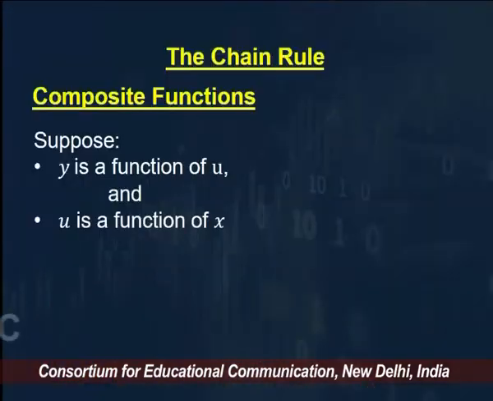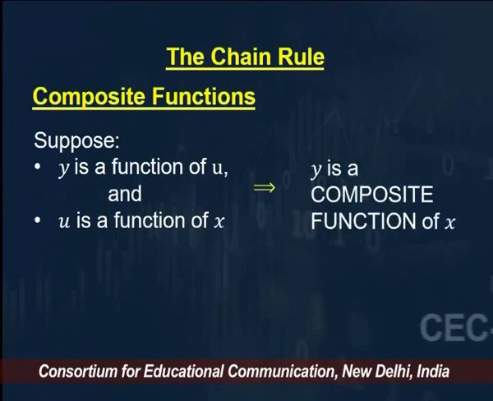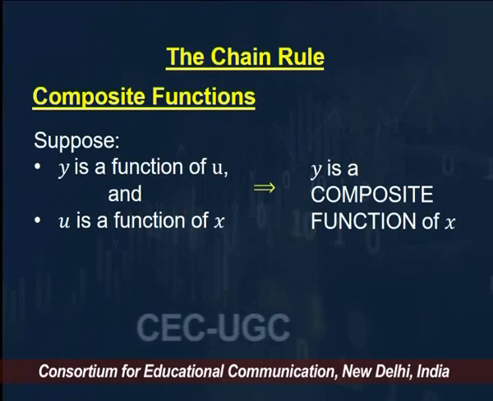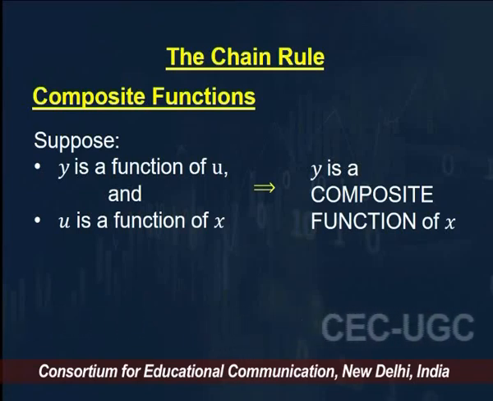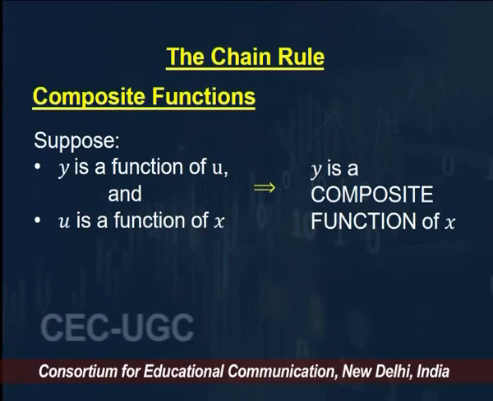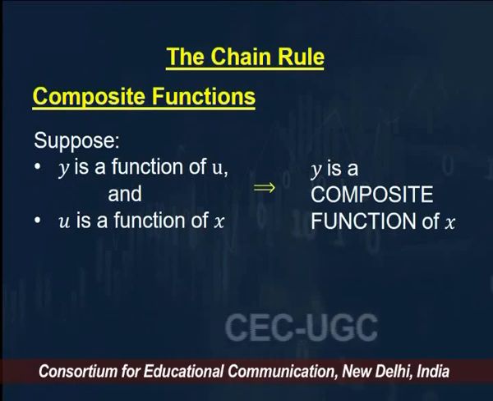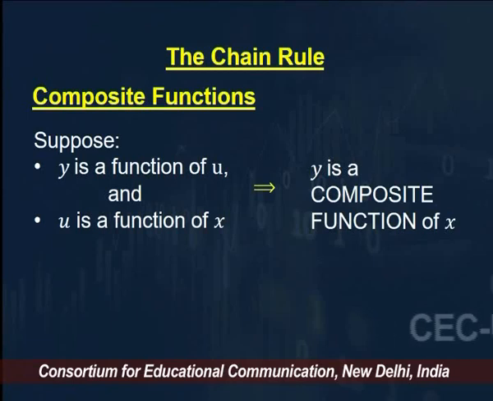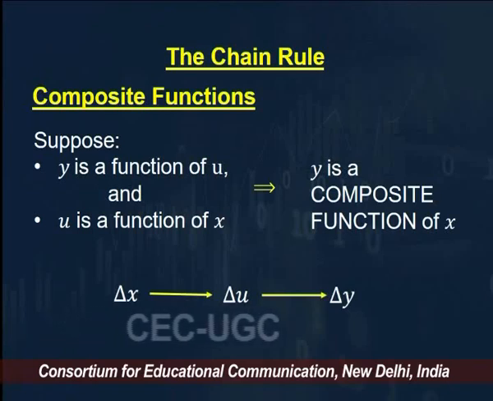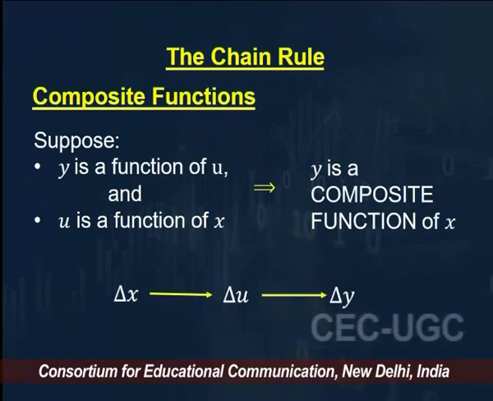Let us suppose y is a function of u and u is a function of x. This is then to say that y is a composite function of x. What do we mean here? It's basically to say that we are building a function which is a combination of different functions. So actually what is happening here is something very interesting. Let's just untangle things a little bit. So we have y as a function of u, and u in turn is a function of x.